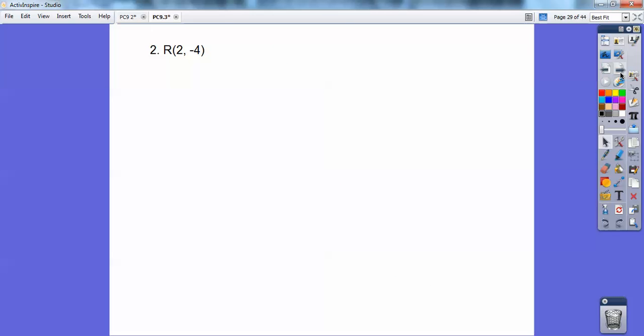Okay, how about this one here? So r is going to be the square root of 2 squared plus negative 4 squared, and then inverse tangent of negative 4 over 2, and you should get those coordinates right there. Okay, write the polar equation r equals 6 cosine of theta in rectangular form.